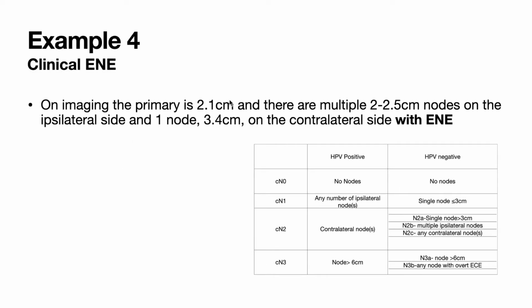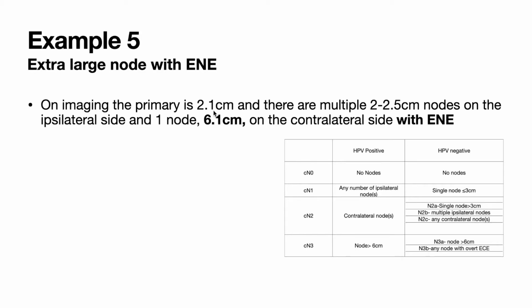Next, on imaging, the primary is 2.1 centimeters, and there are multiple 2 to 2.5 centimeter nodes on the ipsilateral side and 1 3.4 centimeter node on the contralateral side with E&E. So this does not change for HPV positive, so this is going to remain T2N2, and for HPV negative, this will change because on the contralateral side we have E&E. This is going to be an N3B disease, T2N3B.